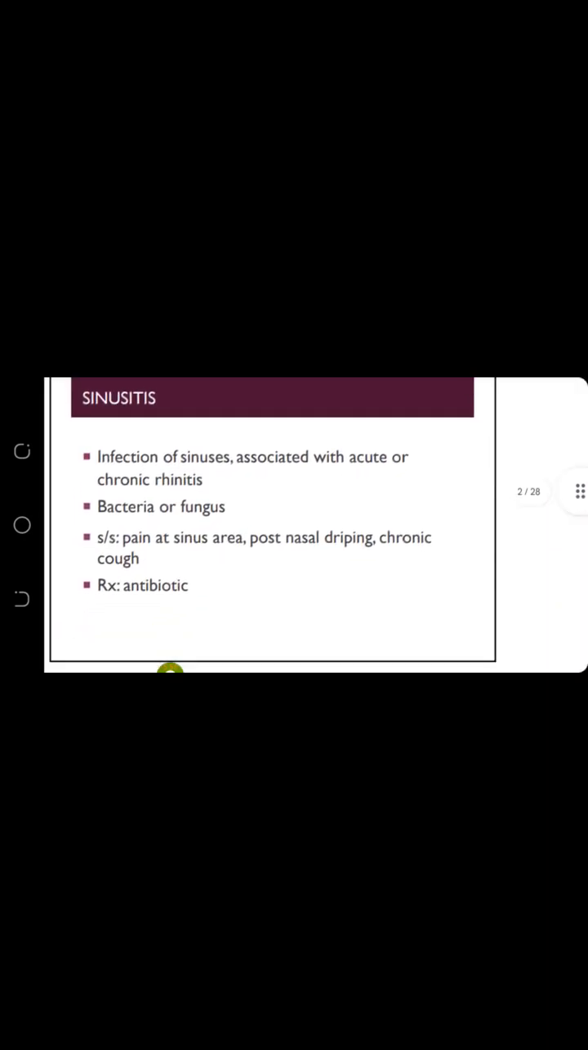On the sinuses, we have an infection that infects the sinuses. This one is associated with acute or chronic rhinitis. These are bacterial infections that usually affect the sinuses. Then we have bacteria or fungus.